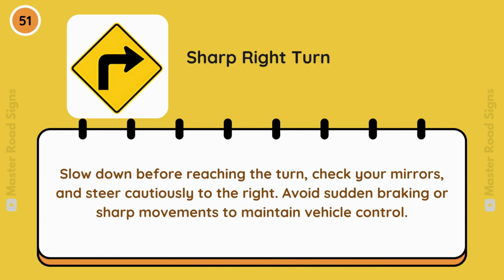Sharp right turn sign. Drivers should slow down before reaching the turn, check mirrors, and steer cautiously to the right. Avoid sudden braking or sharp movements to maintain vehicle control.